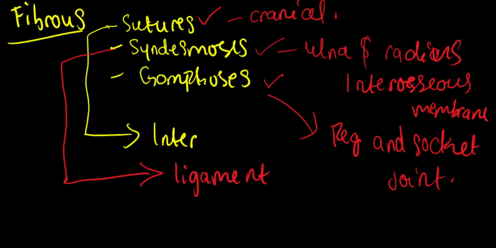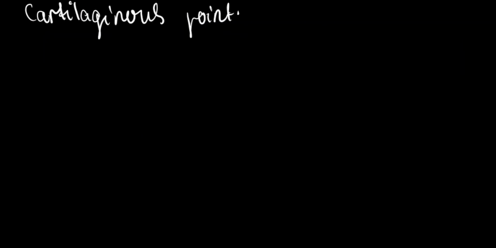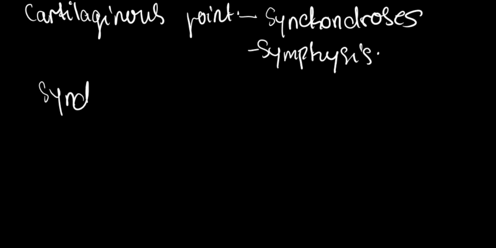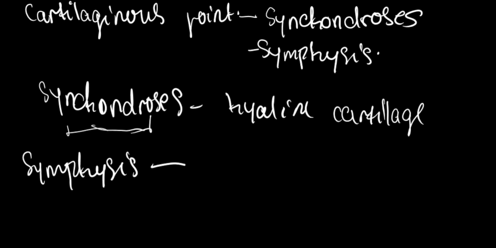Okay, now let's take a look at the cartilaginous joint. For the fibrous joint, we said what we have is fibrous connective tissue. Now it would be expected that for the cartilaginous joint, what we have between the articulating bones is cartilage. So for the cartilaginous joint, it could be synchondrosis, and then we could have symphysis. Now the type of cartilage we have for synchondrosis is hyaline cartilage. So we have hyaline cartilage between the two or more articulating bones. And then for the symphysis, the type of cartilage we have is fibrocartilage.